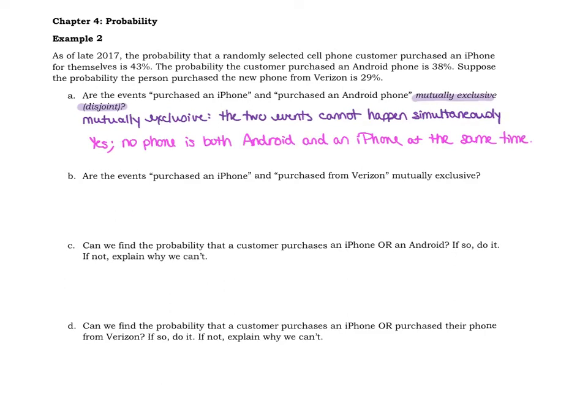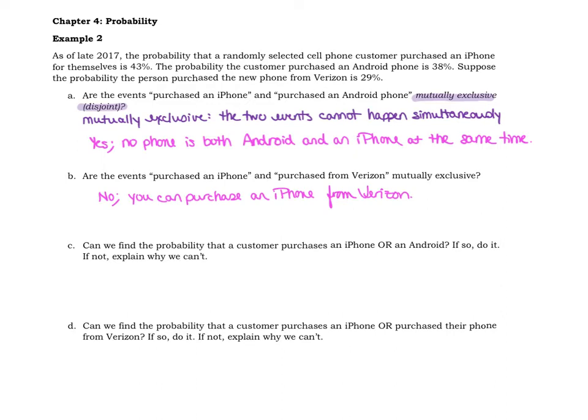Okay. All right. Are the events purchased an iPhone and purchased from Verizon mutually exclusive? Okay, so can those happen at the same time or not? If they can happen at the same time, they are not mutually exclusive. If they cannot happen at the same time, then they are mutually exclusive. Well, in this case, no, these would not be mutually exclusive events because you can purchase an iPhone at Verizon. So those are not mutually exclusive.